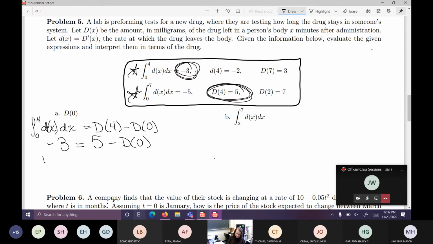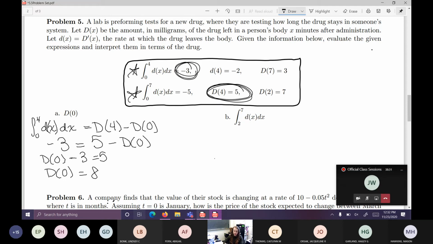I would add D of 0 over to the other side and then add the 3 over. I'm about to run out of space, so let me just erase it, and then add the 3 over to the other side. So D of 0 that we're looking for would be 8.